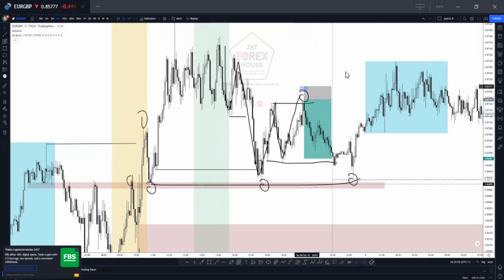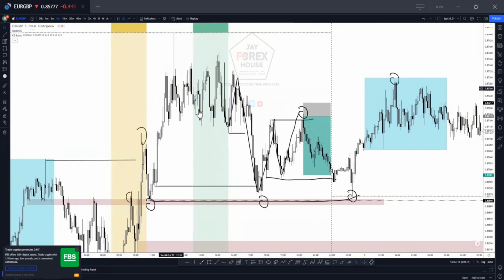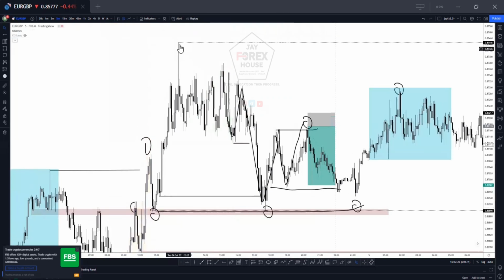Let me mark out this structure. Sorry about that. Okay, so this is now the internal structure. We're following order flow right now, right? This is order flow. Remember, this is a weak high right here. Let me take out the indicator. This is a weak high. Can anyone tell me why I'm calling this high a weak high?